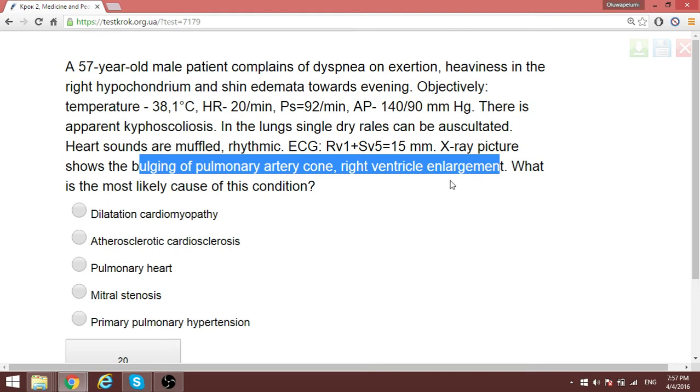This pathology that we are observing there is a sort of cardiac or pulmonary disorder. So bulging of the pulmonary artery cone and right ventricular enlargement. Please don't confuse this question with primary pulmonary hypertension.